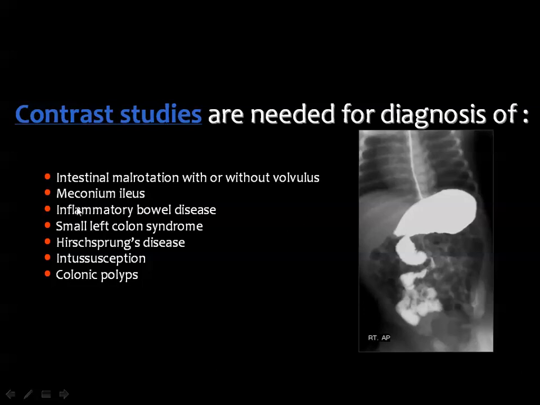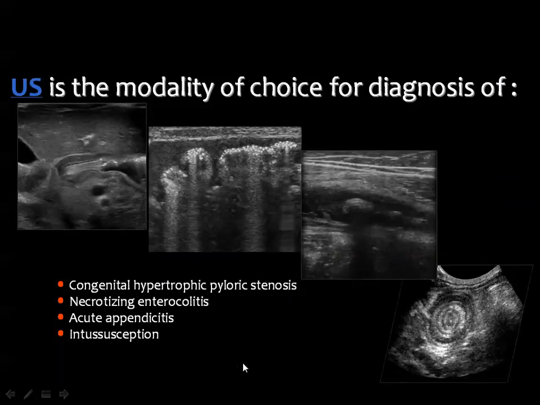Also, it is of help in the diagnosis of intestinal malrotation without or with intestinal volvulus, the diagnosis of meconium ileus, inflammatory bowel syndrome, small left colon syndrome or meconium plug syndrome, Hirschsprung disease, intussusception, and colonic polyps. Barium has a therapeutic effect in patients with meconium ileus for liquefaction of inspissated meconium, and in cases of intussusception, it can help in reduction of the intussusception.